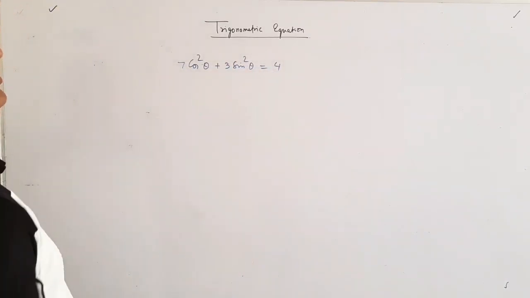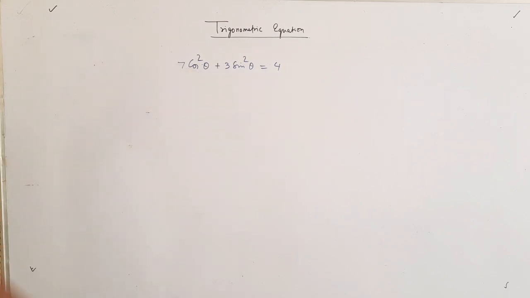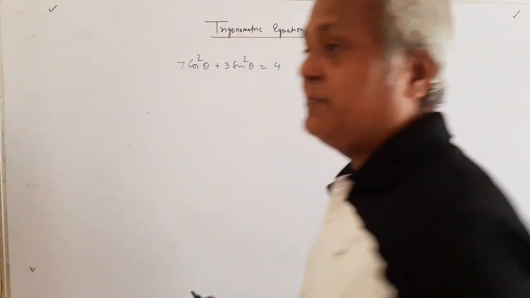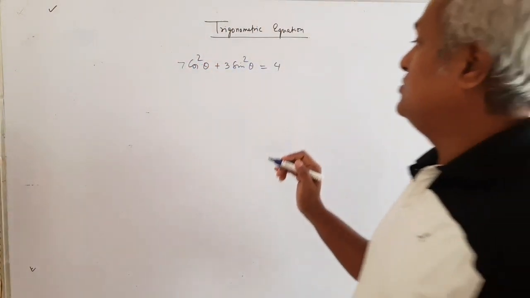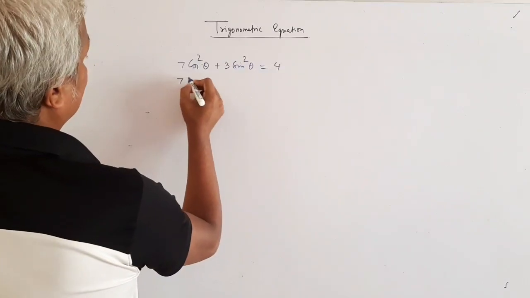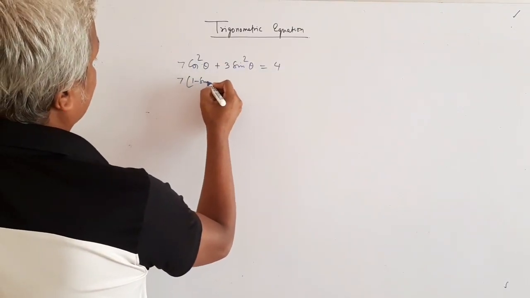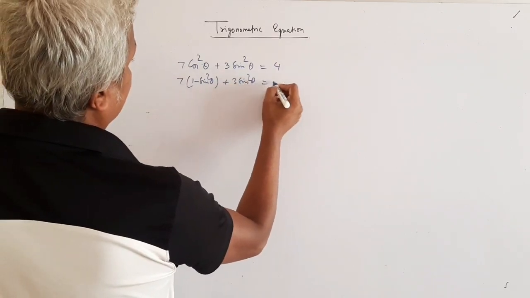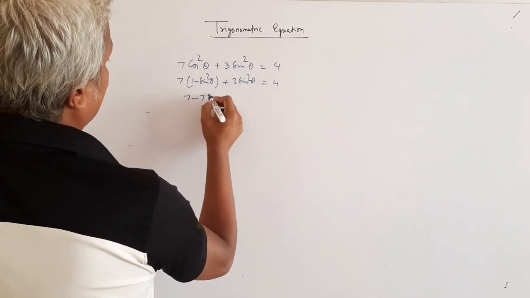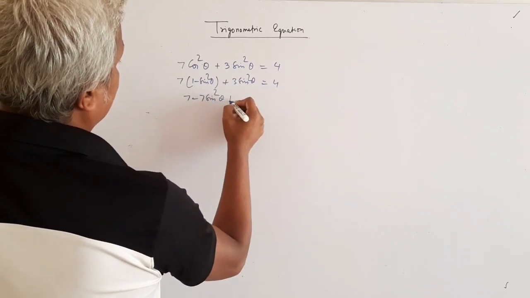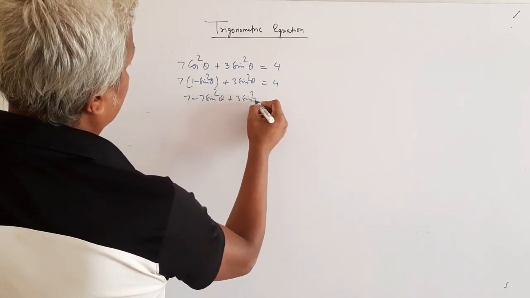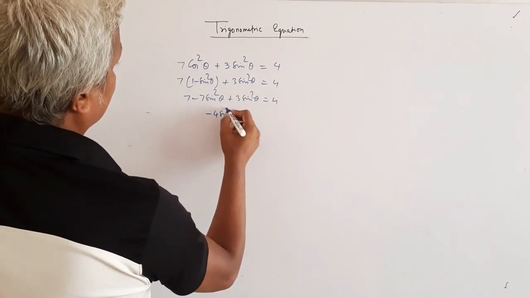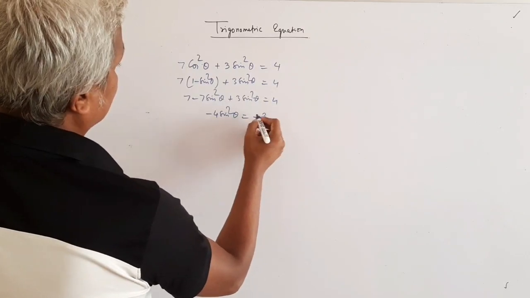Now we have to solve this equation. So this is cos square theta, and you know that the relation between sine square theta and cos square theta goes like that. Cos square theta plus sine square theta is always 1. So this 7 cos square theta, at the place of cos square theta I can write 1 minus sine square theta, plus 3 sine square theta is 4. That is 7 minus 7 sine square theta plus 3 sine square theta is 4, that is minus 4 sine square theta is minus 3.